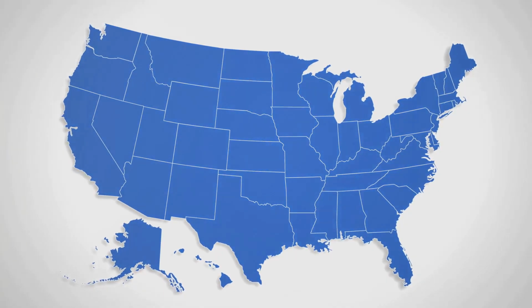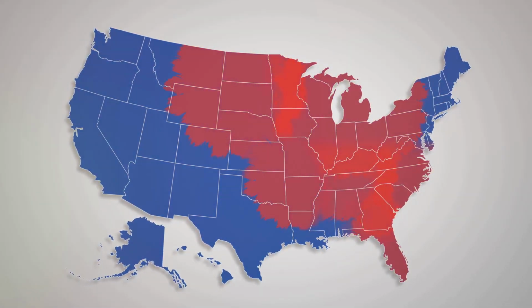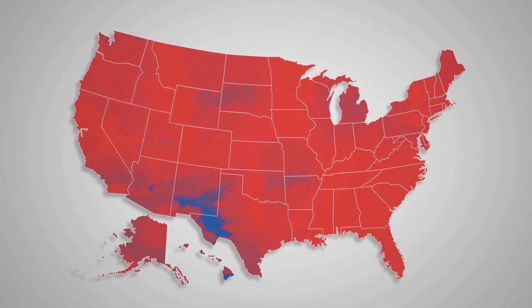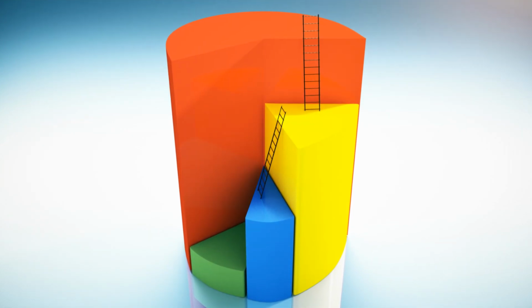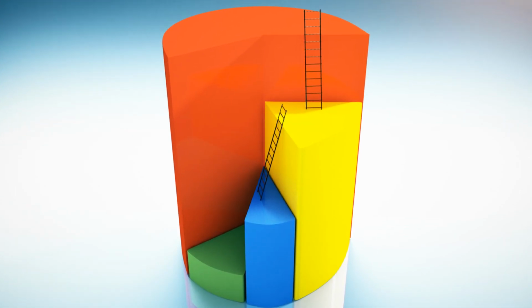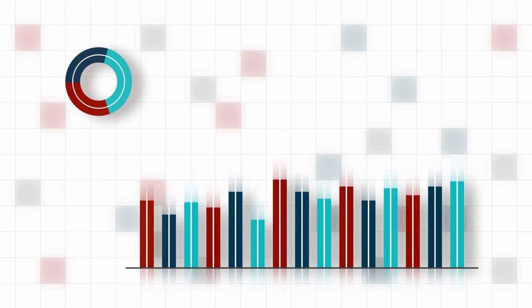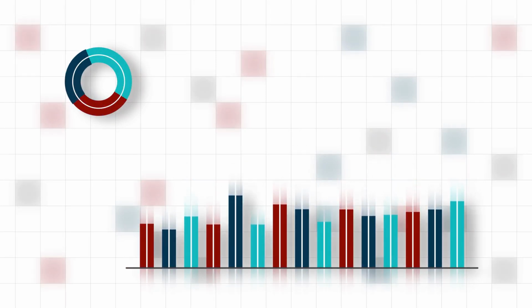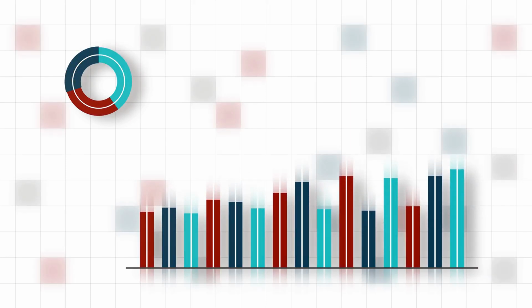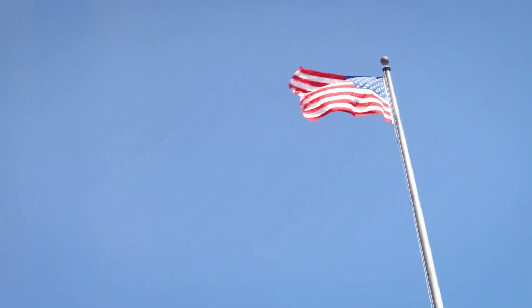Some propose reforms, like the National Popular Vote Interstate Compact, to ensure the popular vote winner becomes president. Others suggest a proportional allocation of electoral votes to better reflect the popular vote. Whether the system changes or stays the same, the Electoral College remains a crucial part of American democracy. And as the nation evolves, so too might the ways we choose our leaders.